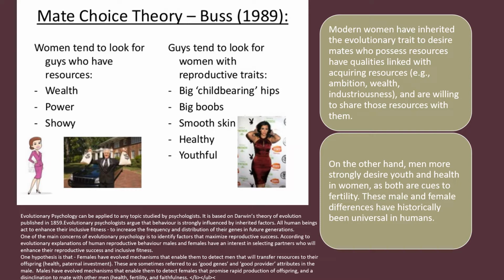So, kailangan maparami, mapropagate, no? Maparami yung offspring natin for future generations. And one of the main concerns of evolutionary psychology is to identify factors that maximize reproductive success.